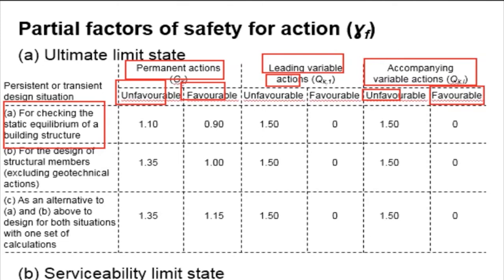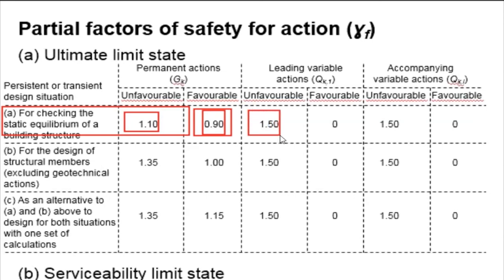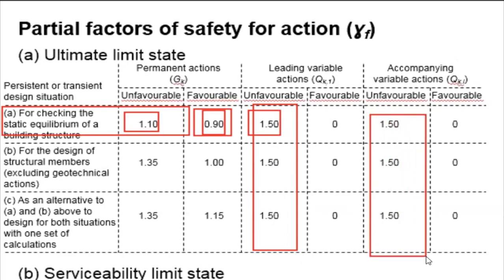For the values for the unfavorable under equilibrium, it is this one, and the favorable this one. Always the favorable value is lower than unfavorable. But for the imposed load or the live load, the value is constant, if you see the table here. But for the favorable live load, the value for favorable is always 0.